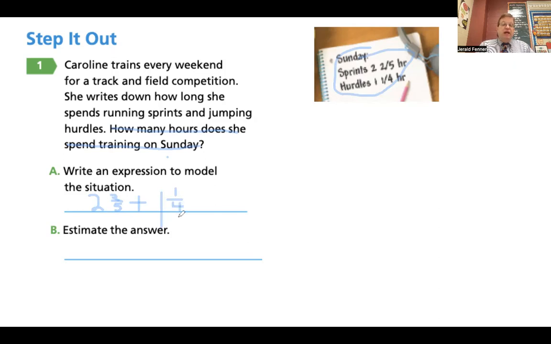Now, we don't have to solve it yet, but they do want us to estimate. So if we look at 2 2/5, if we first just look at the 2/5 and we think about 0, half, and 1, is 2/5 going to be closer to 0? Is it going to be closer to half? Or is it going to be closer to 1? And 2/5 is closer to 1/2. So the estimated number would be 2 1/2.